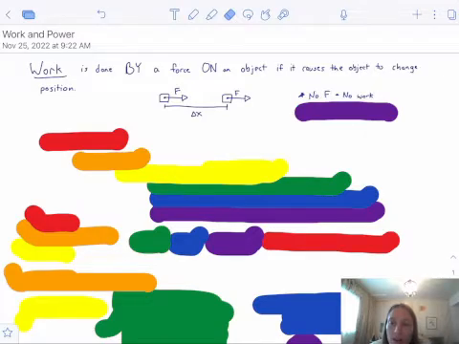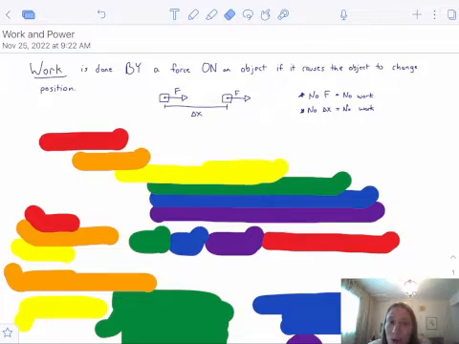But notice that if there's no force, there is no work. If you're not applying a force, you are not doing work according to physics. And if there is no change in position, you are not doing work according to physics. But we are also going to add a little bit more here in just a couple of these colors that I'm going to take off. That's going to make it even more interesting.